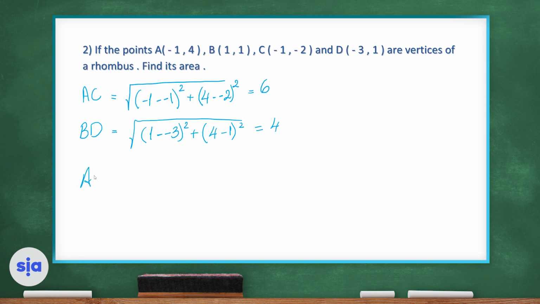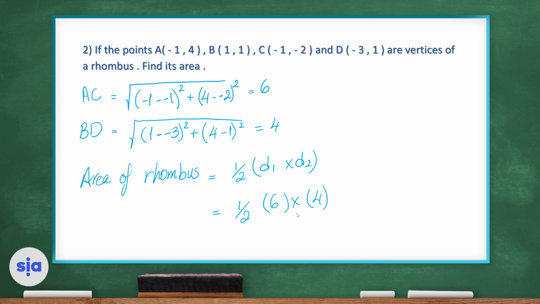To find the area of a rhombus, as I told you, it's half diagonal 1 times diagonal 2. So it's half, diagonal 1 is 6, times diagonal 2, which is 4. Then the area of the rhombus is 12 units squared.